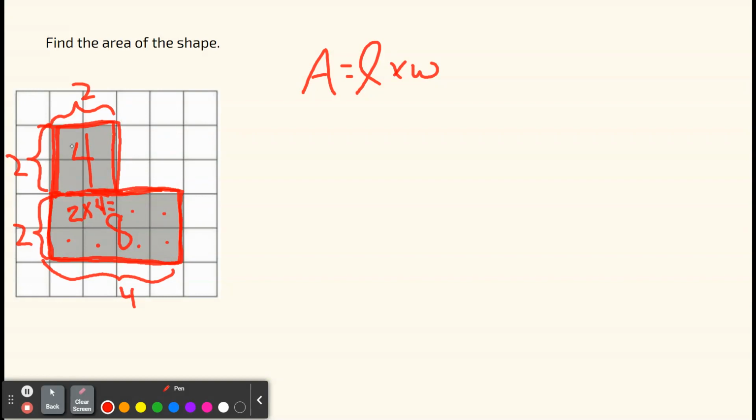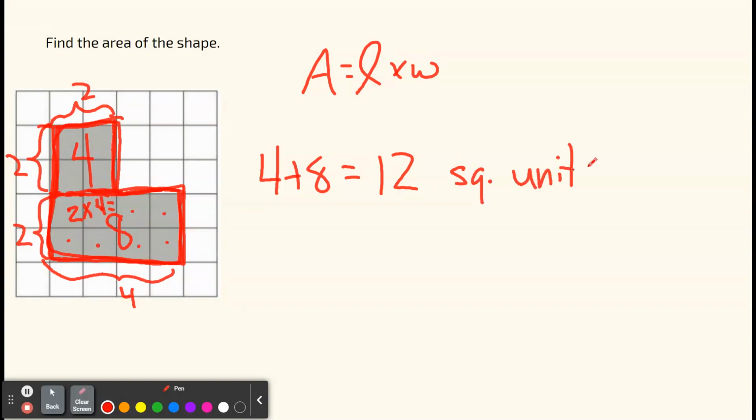So we have 2 different areas for our shape. So now all I have to do is add them together. So I have 4 plus 8 because I want to find out the total area of everything all together. So 4 plus 8 is 12. So the area is 12 square units. Now, this is one way we could solve this.